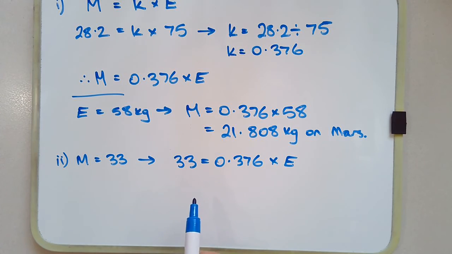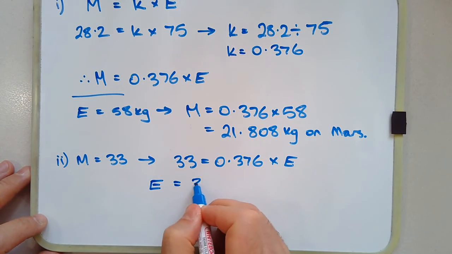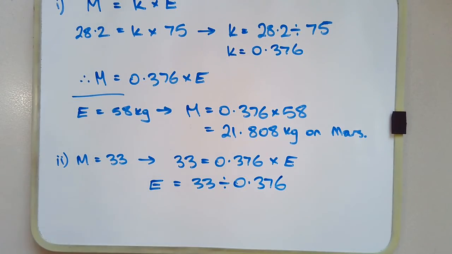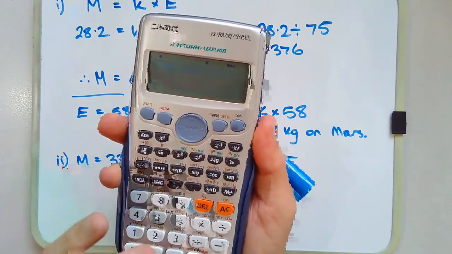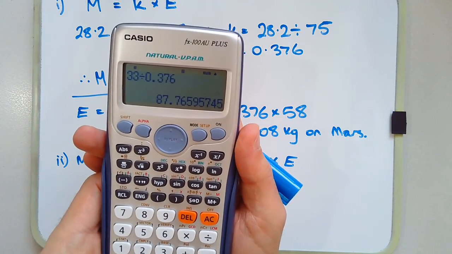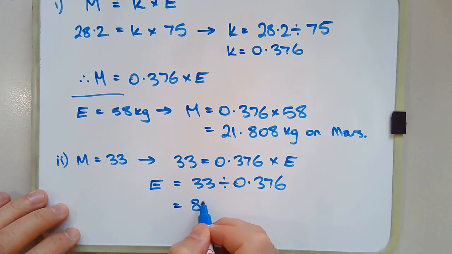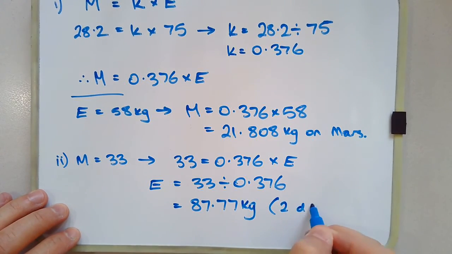Rearranging this equation. Okay. So we're going to divide 33 by 0.376. Okay. Mass on Earth is equal to 33 divided by 0.376. Okay, 33 divided by 0.376. And we get 87.765 or 87.77, correct to 2 decimal places.